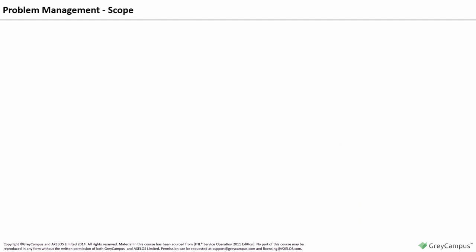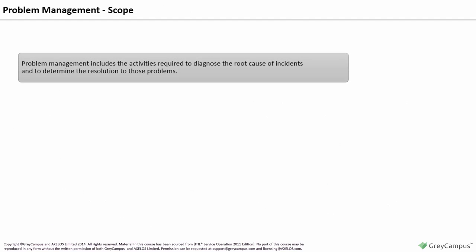Problem management, scope. Problem management includes the activities required to diagnose the root cause of incidents and to determine the resolution to those problems. It is also responsible for ensuring that the resolution is implemented through the appropriate control procedures, especially change management and release and deployment management.